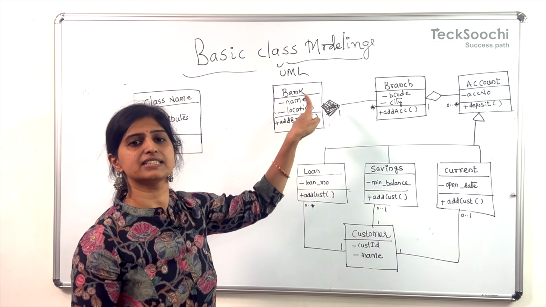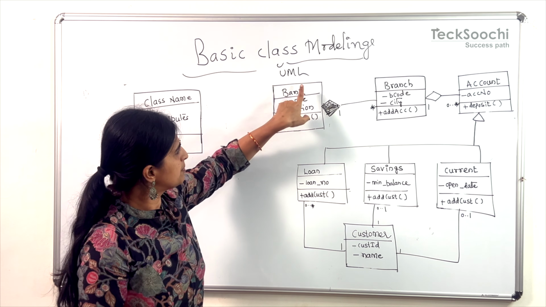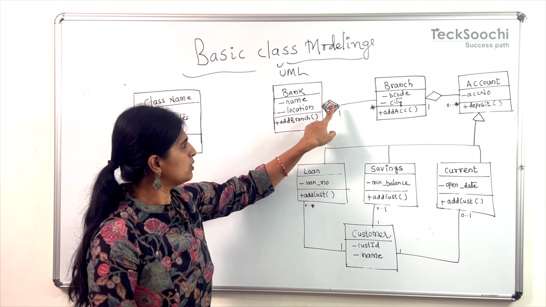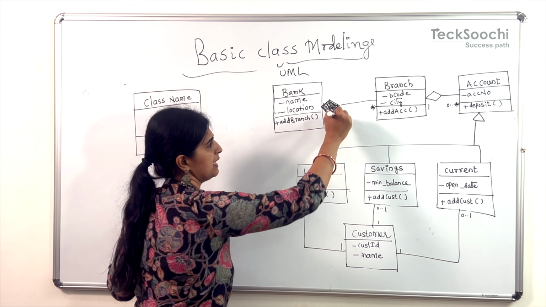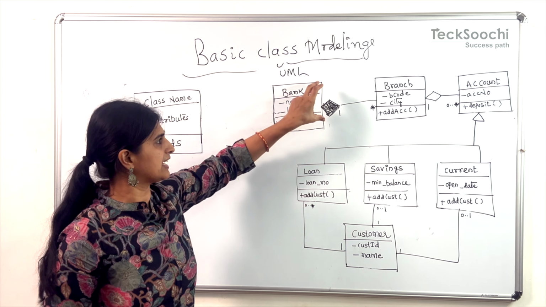Now you can see here that a bank has a branch. This link indicates the bank has a branch. And what is this diamond shaped symbol indicating over here? It basically indicates a strong aggregation.